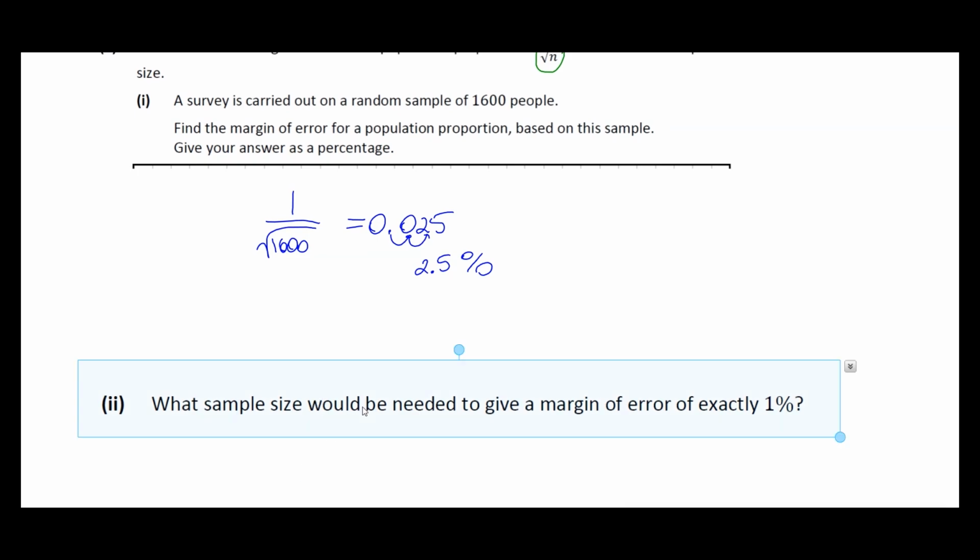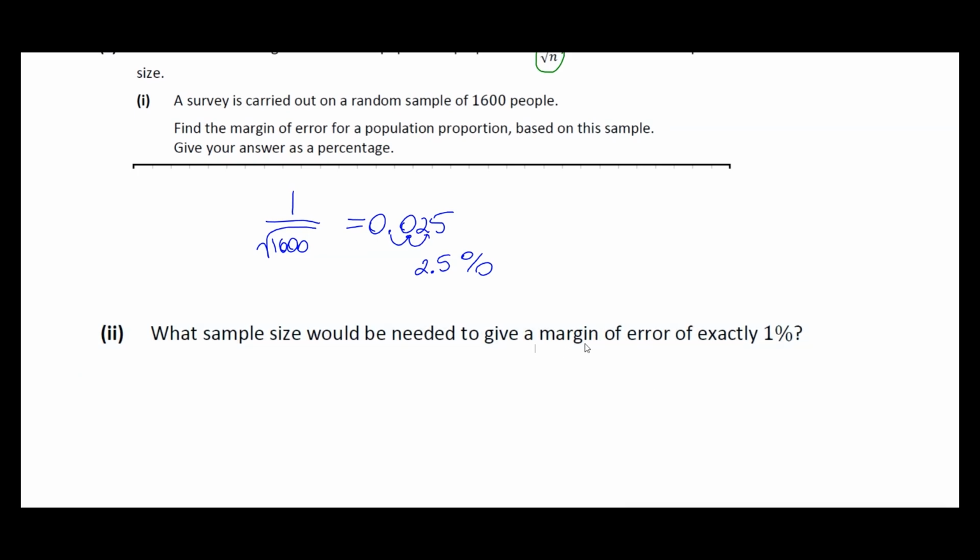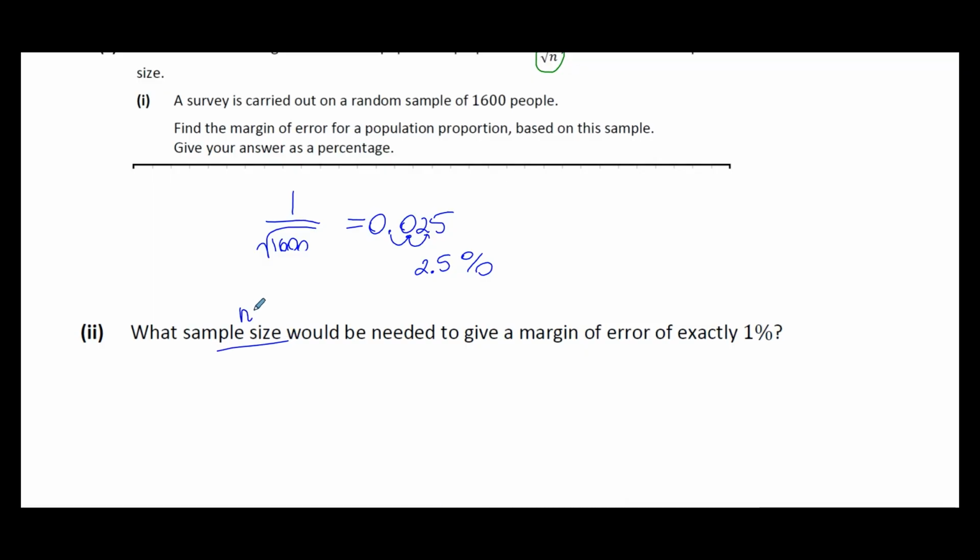Okay, let's have a look at the second part. What sample size would be needed to give a margin of error of exactly 1%? Meaning what will be the value of n for that margin of error to be 1%? So 1 over square root of n equals 1%. It has to be a decimal, so 0.01. And we want to find n.